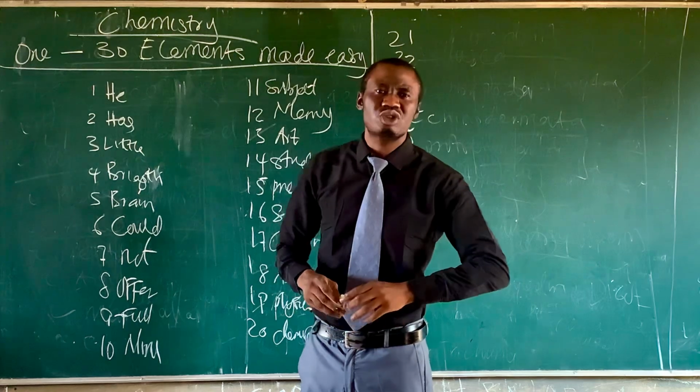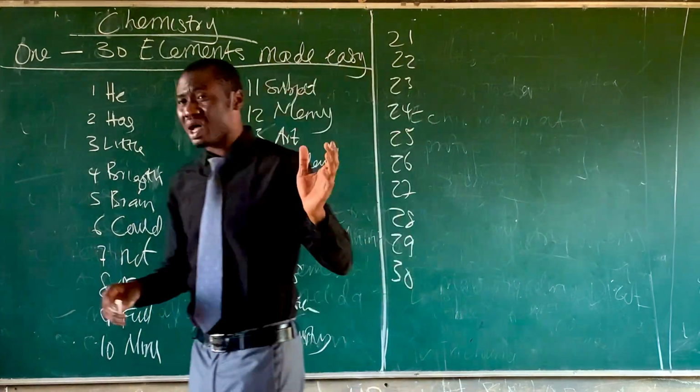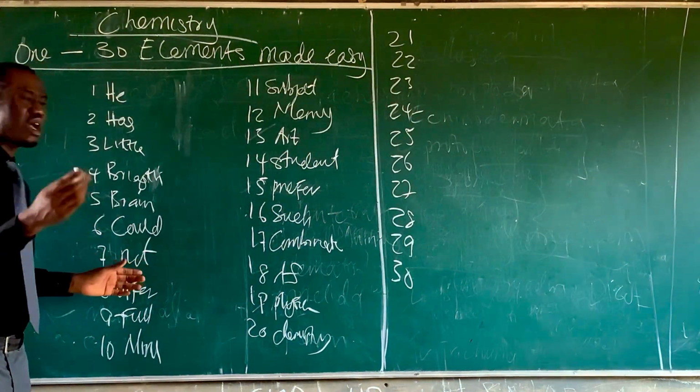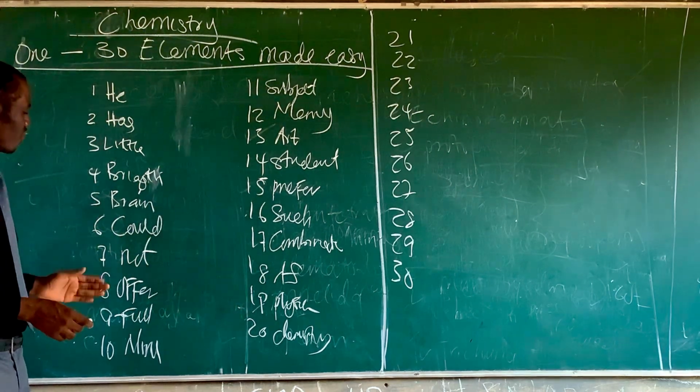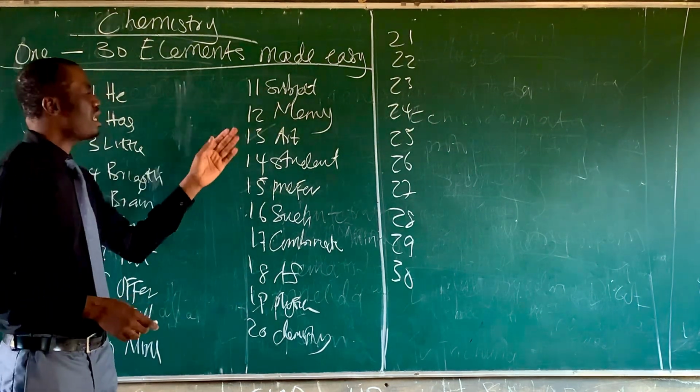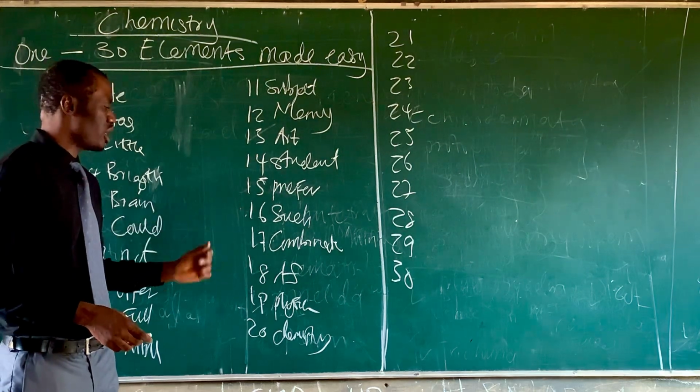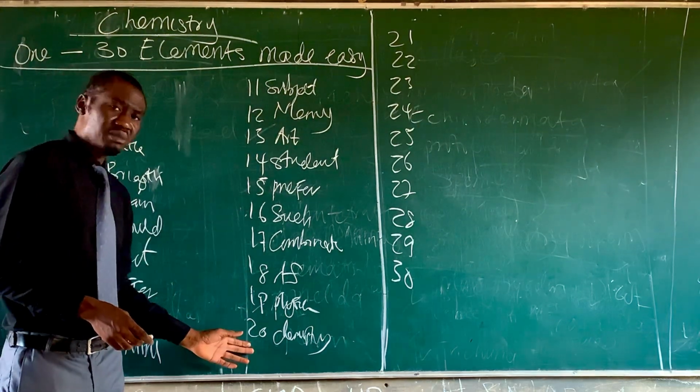But if you're coming into chemistry class for the first time and you don't have an acronym to use, I will advise you to use this. He has little bright brain, could not offer full 9 subjects. Many art students prefer such combination as physics, chemistry.